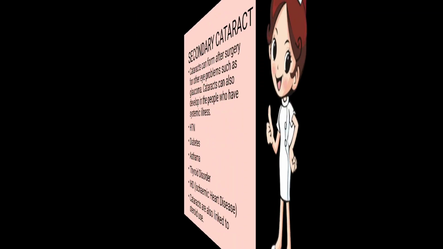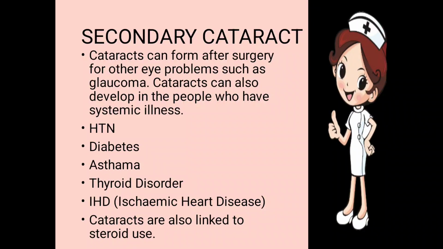Okay, next one, secondary cataract. Now what is a secondary cataract? Cataract can form after surgery for different kinds of eye problems, or when the patient has multiple eye problems in different parts of the eye. Due to them, secondary cataracts develop. Means the patient has one problem, and while treating that problem it results in the development of a cataract. This is known as a secondary cataract.